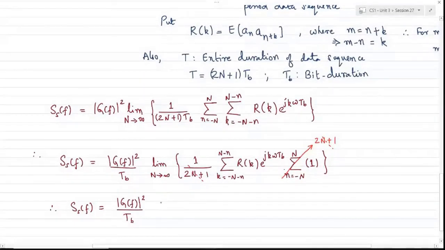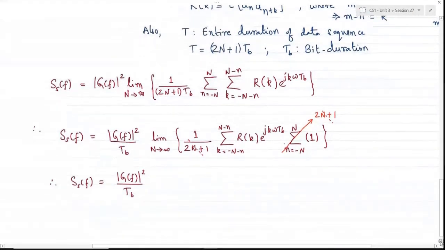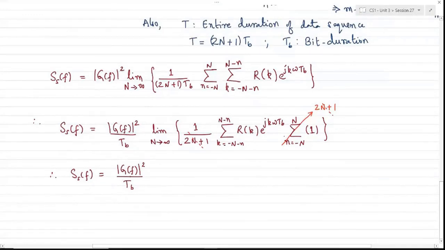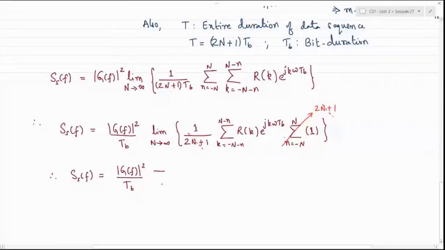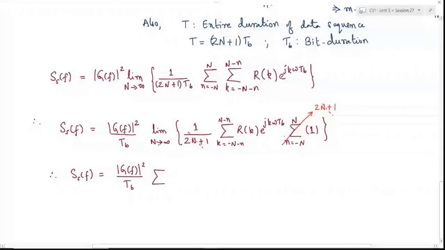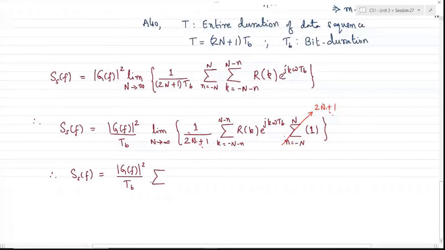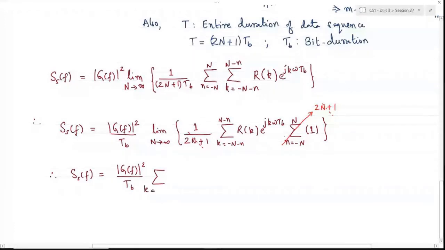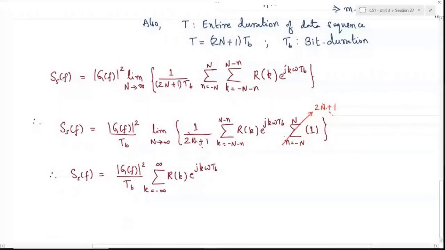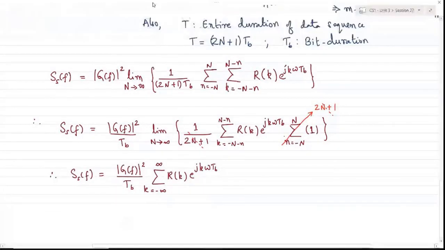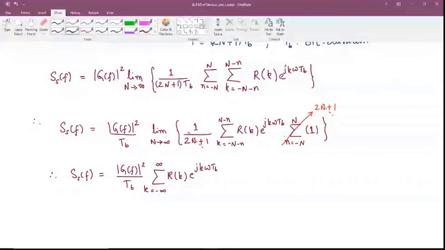We can omit the limit N tends to infinity, because for an infinite random process we can ignore that and take it inside the summation. This k will run from minus infinity to plus infinity of R of k e power j k omega T_B. So this is the required expression to calculate the power spectral density of any given line code.